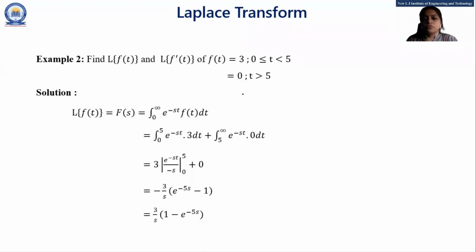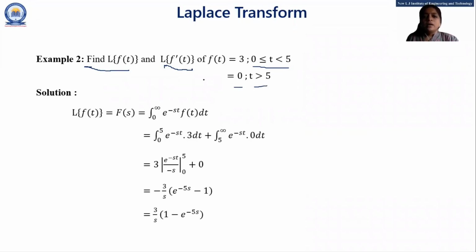Let's move to one more example for better understanding. In this case, again we have to find the Laplace of f of t and Laplace of f dash t. But here f of t, our given function, is a discontinuous function, students. f of t is equal to 3 when t lies between 0 and 5, and equal to 0 when t is greater than 5.